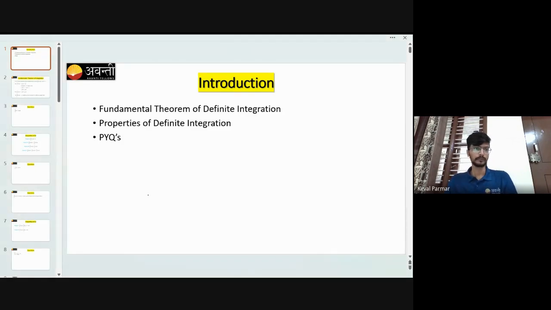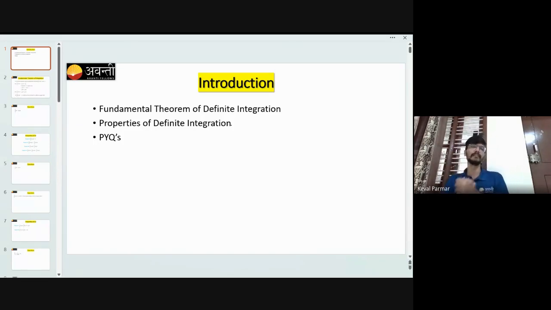So when we think of definite integration, let me tell you what we are going to do today. Today, we are going to do three things. First, the fundamental theorem of definite integration. Second, the properties, which are the base of definite integration.